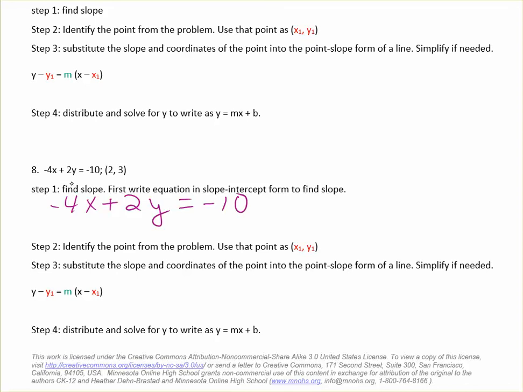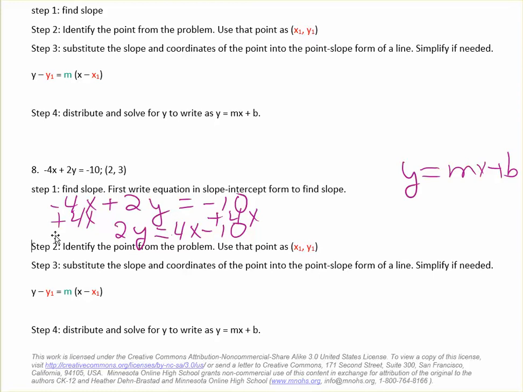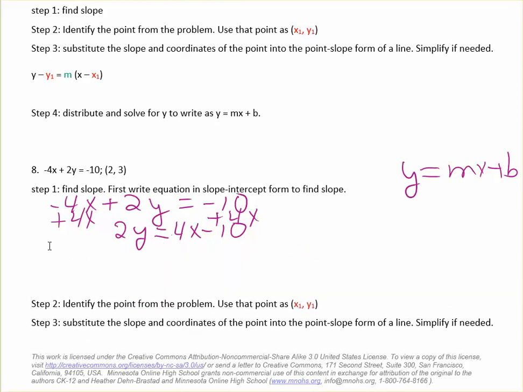You can't tell what the slope is when it's in standard form. So we want this to look like y equals mx plus b. So we want y by itself on the left side. So I don't want the minus 4x here, so the opposite would be to add 4x to both sides. But we can't actually take negative 10 plus 4x and get one term. So we will write 4x minus 10. So you won't get like one term there. You'll have a couple terms.